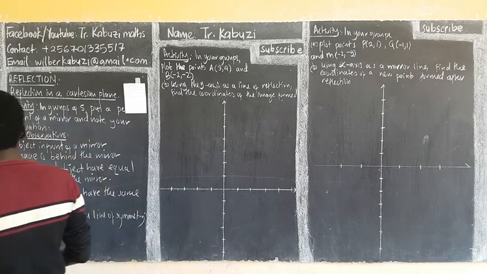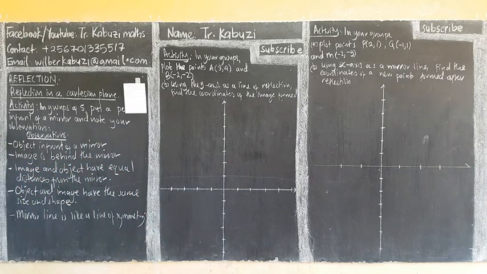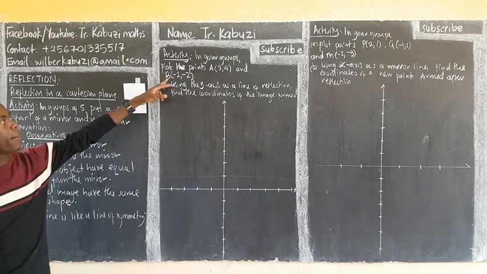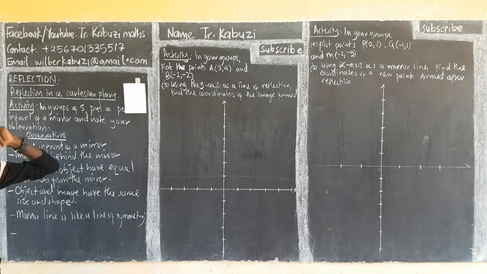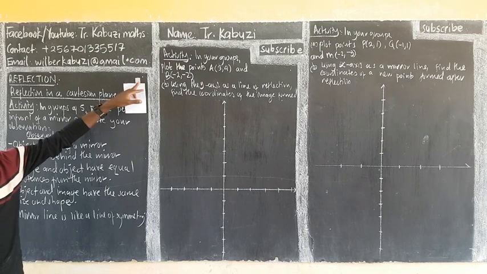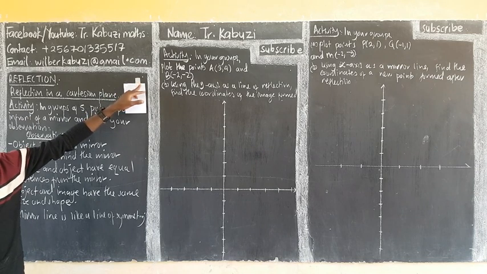Then what else do we note? Now here I'm going to add on something. Whenever we have an object as B, then our image is always given as B prime. So we use primes to show images.